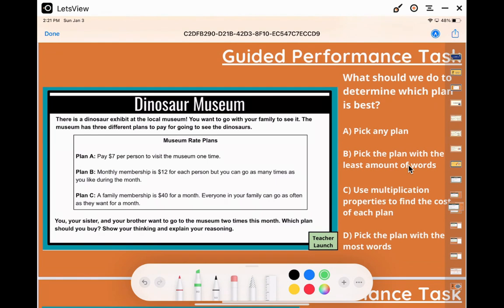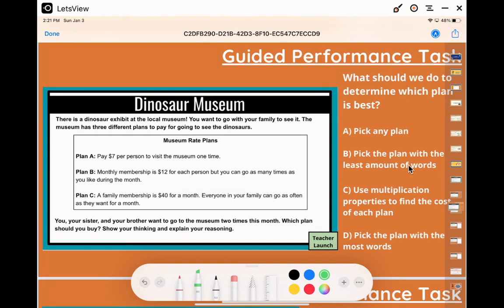Now it's time to develop a plan of action, guys. What should we do to determine which plan is best? Are we just going to pick any plan?